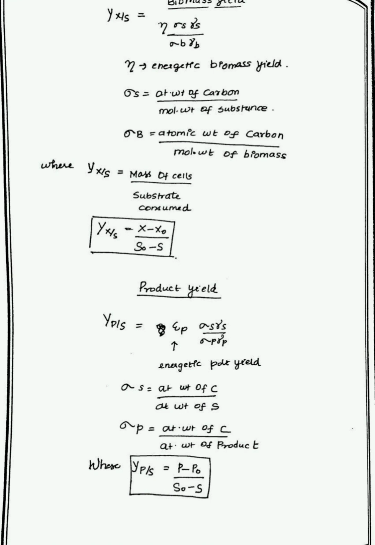This can also be represented, instead of gram of cells produced per gram of substrate consumed, as the molecular weight of the cells divided by the molecular weight of the substrate. Here the molecular weight of the cells means the biomass formula weight plus any residual ash. Okay, please note it down. The molecular weight of the cells means the biomass formula weight plus residual ash.